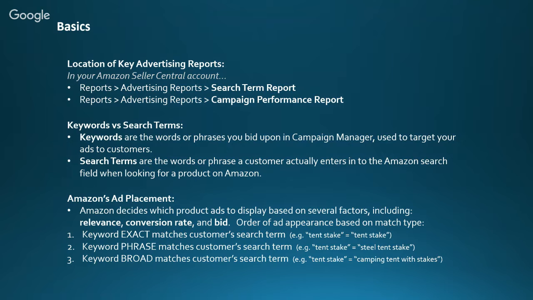As far as some basic definitions, there is some confusion out there about keywords versus search terms. According to Amazon, keywords are what we as Amazon sellers are bidding upon in our campaigns. These are the keywords that we're targeting in hopes that our ad will be shown to prospective buyers of our product listing. The search terms, called customer search terms in the search term report, are what shoppers actually type into the search bar in Amazon when they are looking for the product.